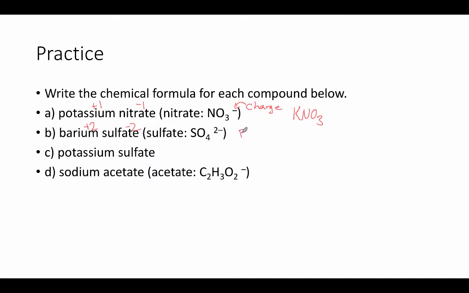Barium has a symbol of Ba. Sulfate has a symbol of SO4. And we drop the charge when we write it in the formula. So it's BaSO4.